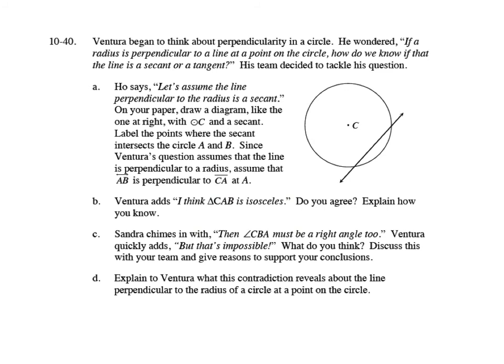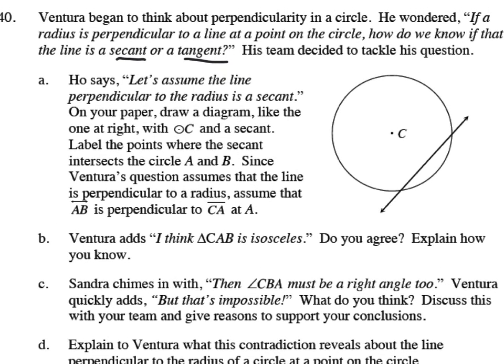And the last thing we're going to do in this video lesson here is prove that the tangent is the line that is perpendicular. It says Ventura began to think about the perpendicularity in a circle. He said, if a radius is perpendicular to a line, how do we know if that line is a secant or a tangent? And then they started working on that question. It says, let's assume the line perpendicular to the radius is a secant. So then it meets the circle twice. Now, if I draw this triangle here, I know this triangle has to be isosceles because these are both radii of the circle.